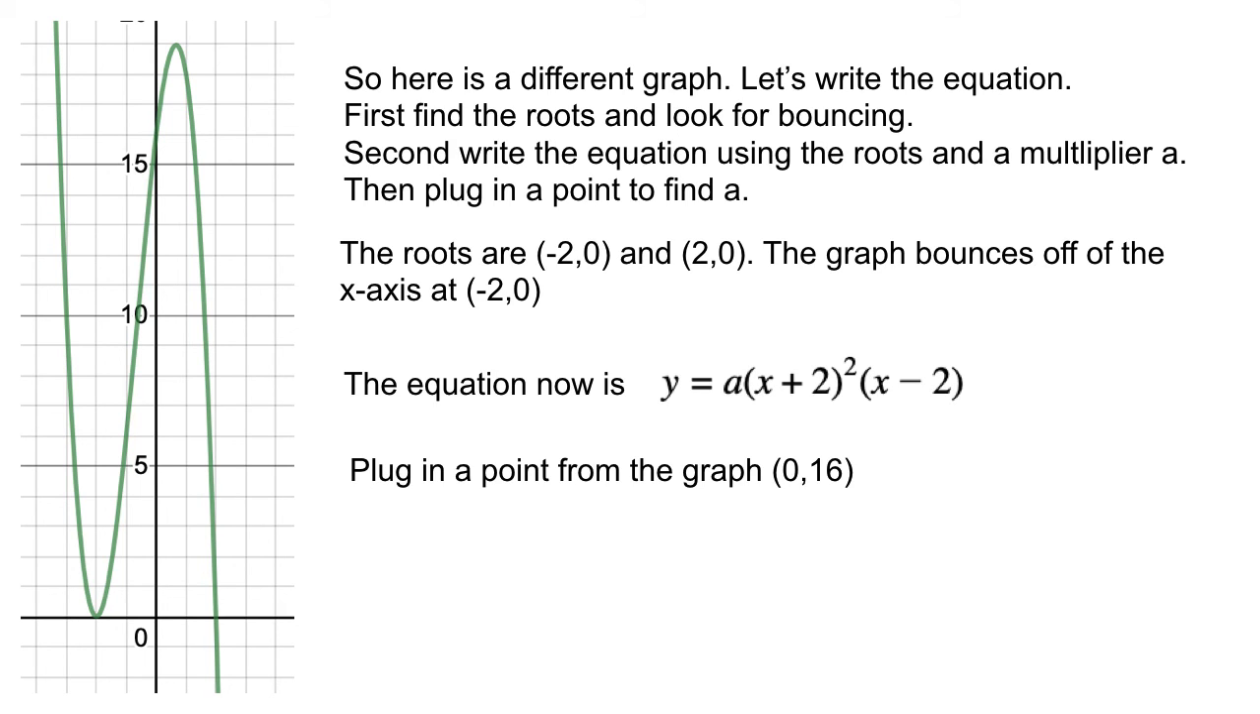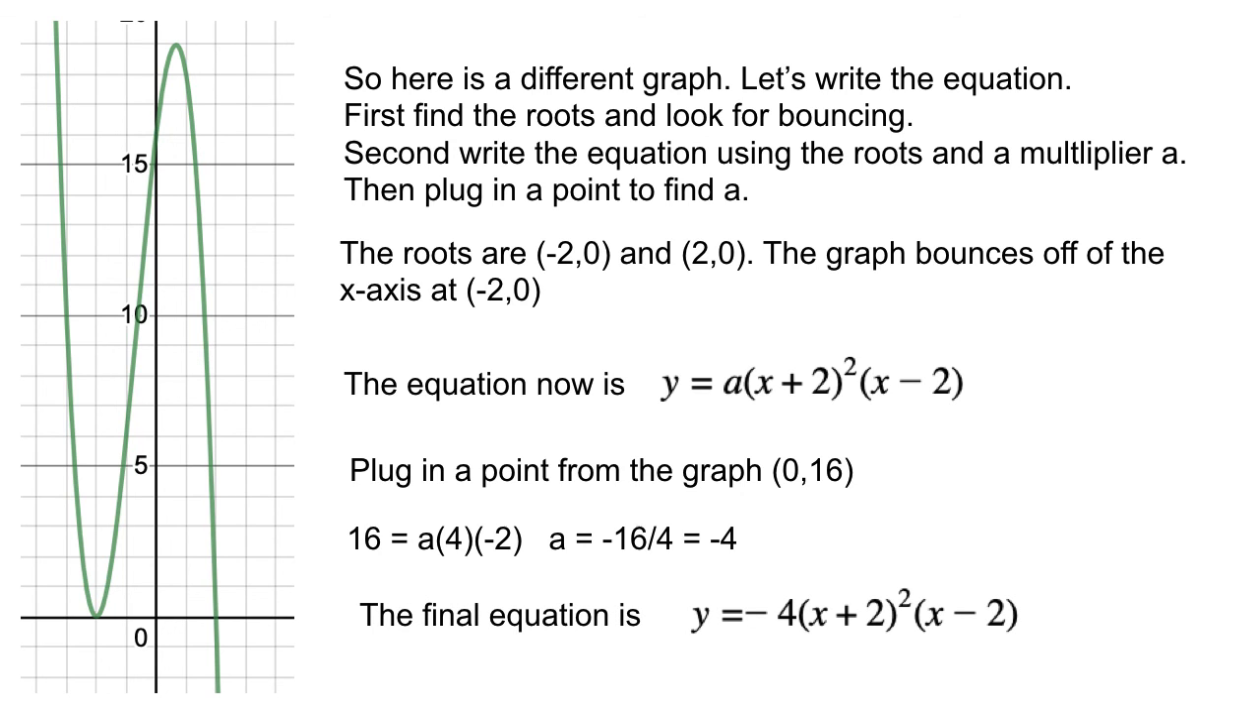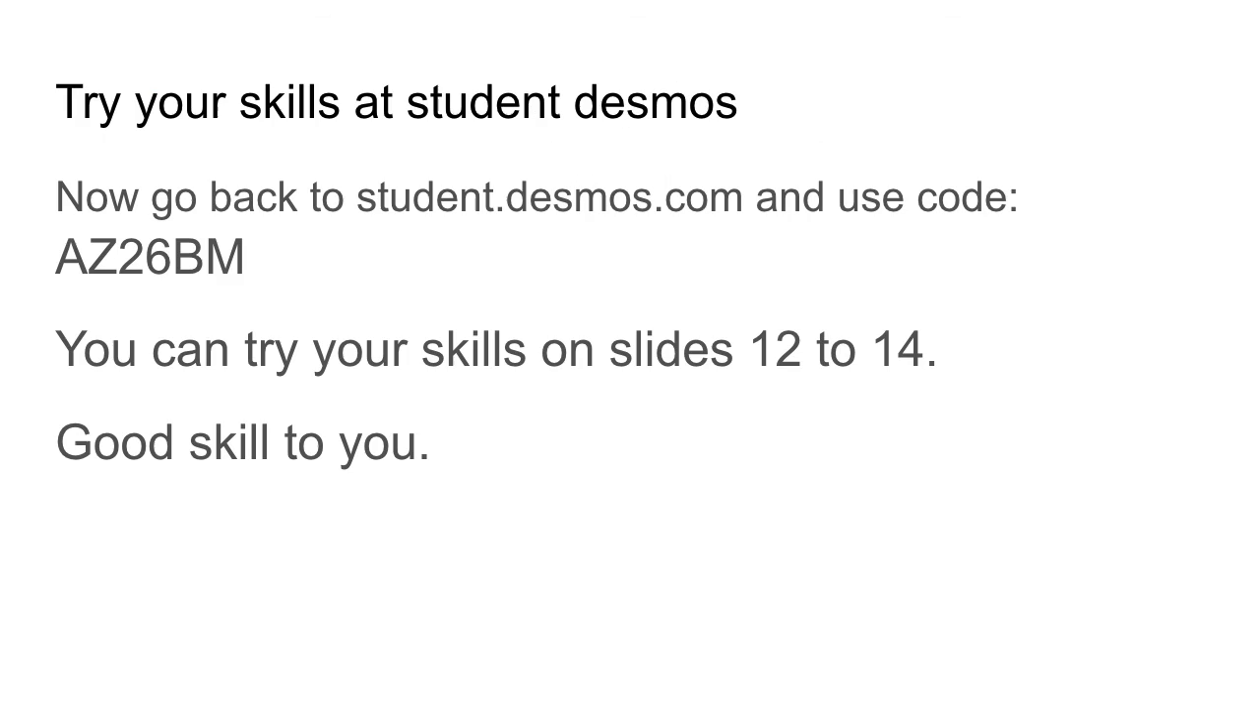I'm going to put 0 in for x. How nice is that? And 16 in for y. So we end up with 16 is equal to a times, and then 0 plus 2 is 2, and 2 squared is 4. And then 0 minus 2 is -2, so I get a times 4 times -2. So a then becomes -4. Our final equation then is y equals -4 times (x plus 2) squared times (x minus 2). So now I think you're ready to try your skills at the Desmos slides 12 through 14.